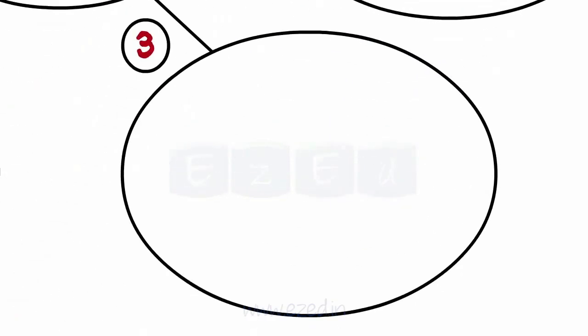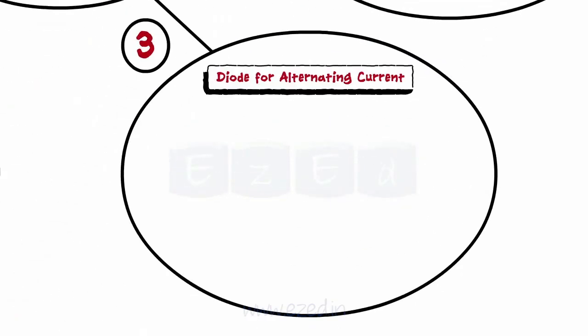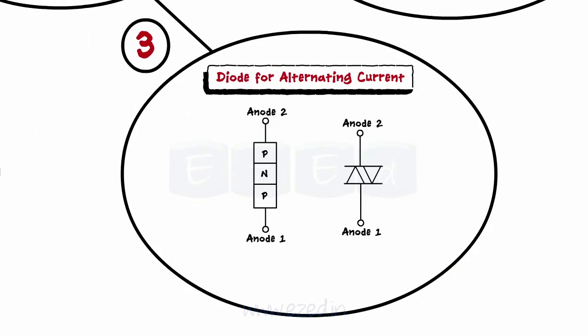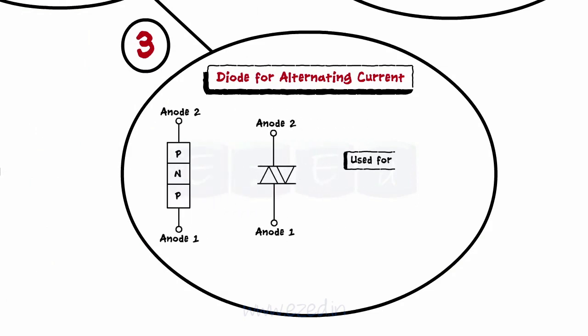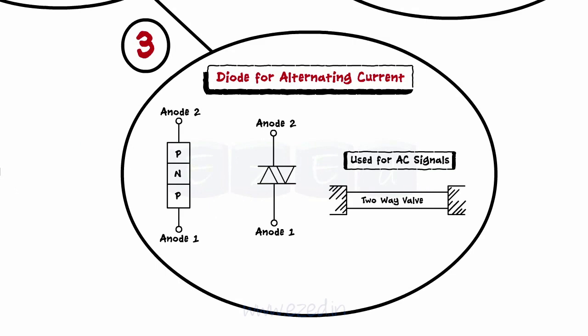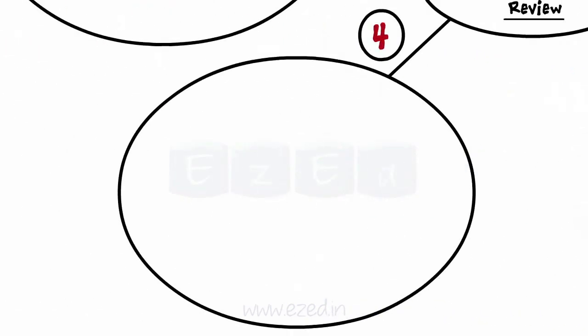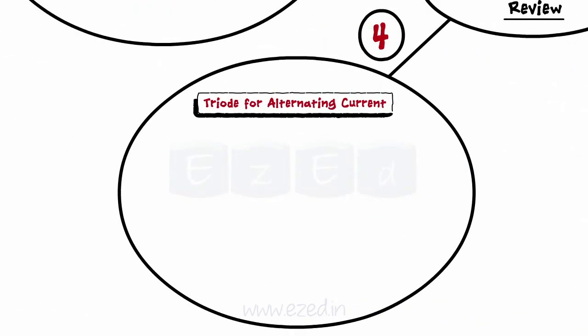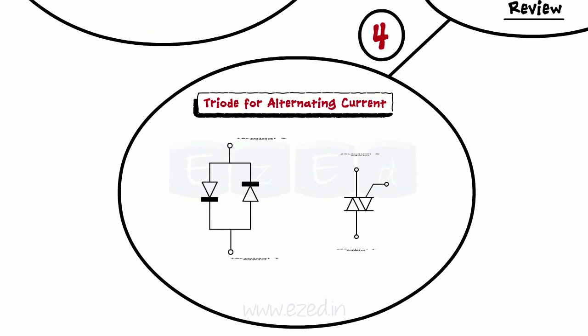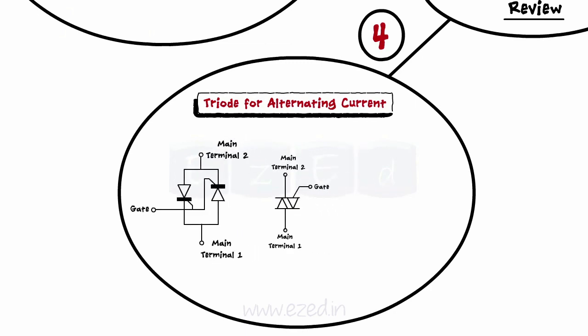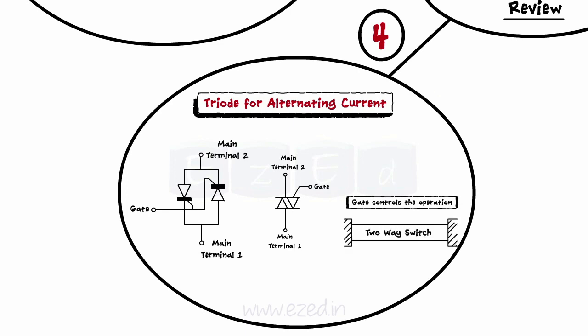The next thyristor is the DIAC. It has 2 anode terminals with a PNP structure. The DIAC is specially used with AC signals as it conducts in the positive as well as the negative halves of the AC signal. TRIAC is a thyristor device constructed by connecting 2 SCRs in an anti-parallel manner and giving a common terminal called the gate. Thus TRIAC is a 5-layer PN junction device. The gate terminal controls the operation of this device. Hence TRIAC conducts in both halves of the input, acting as a two-way switch.